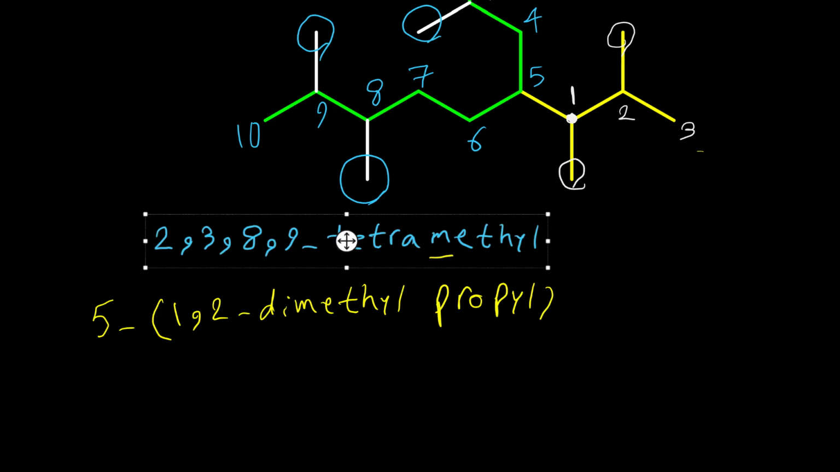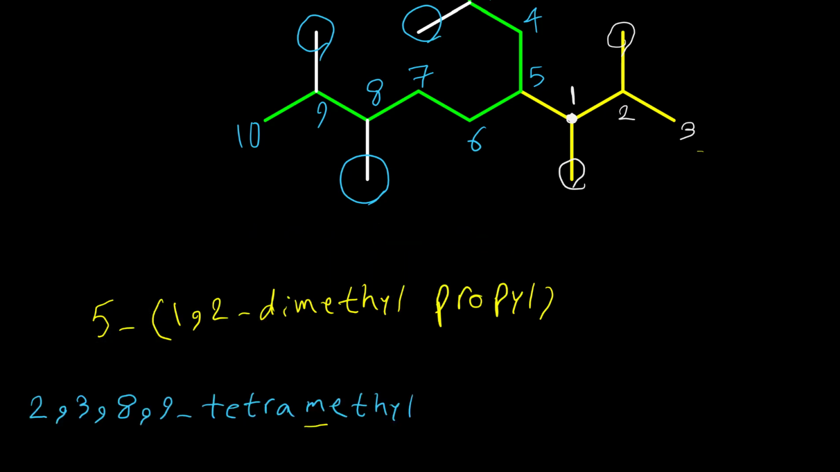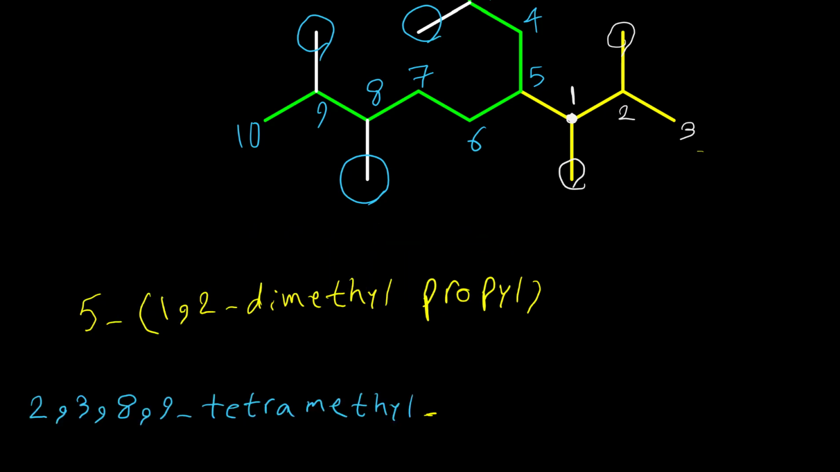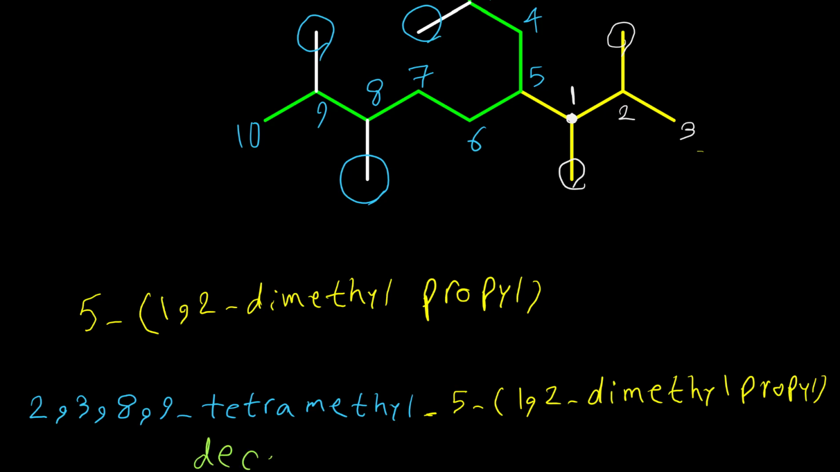So the name is 2,3,8-tetramethyl. Then we have the name of this group, 5, parentheses, 1,2-dimethylpropyl. Then the name of the parent chain with 10 carbons is decane. This is the name of this molecule.